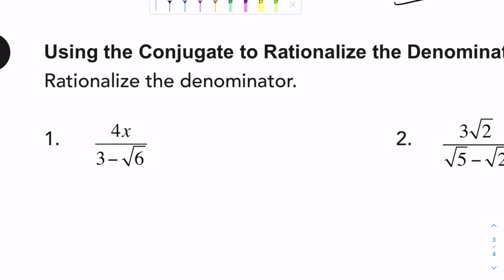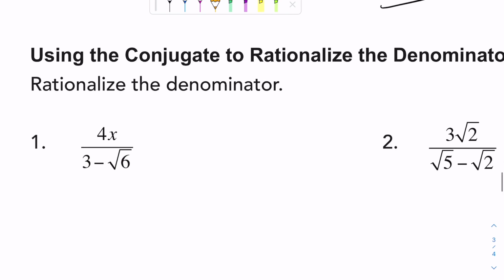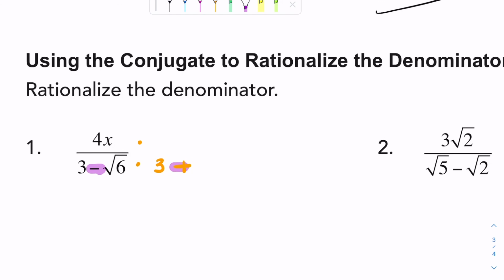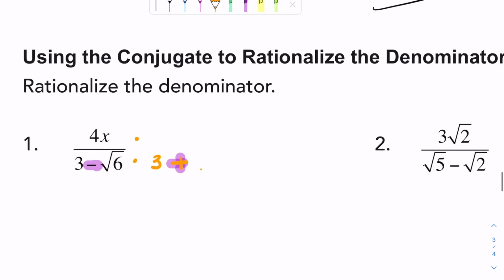For number 1, 4x divided by 3 minus the square root of 6. If we're multiplying by the conjugate, it's going to be 3 plus, that's the opposite sign, the square root of 6. And you do that for both the top and bottom. Remember that this is in parentheses because you have to make sure you distribute.